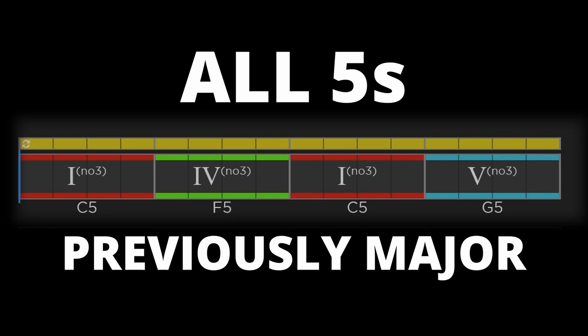Let's start with changing all the chords in a simple 1-4-1-5 progression. Please note that fifth chords can also be written as no 3. This is because they don't have a third note. Our examples will be in the key of C major.